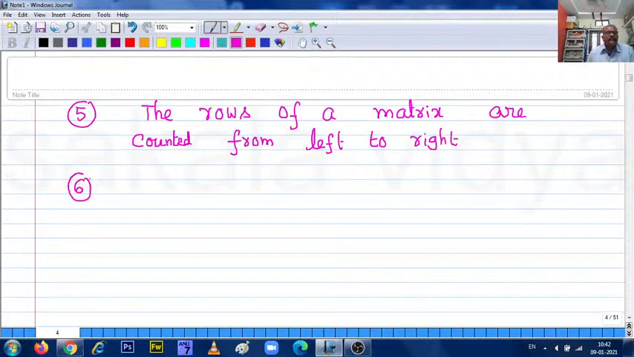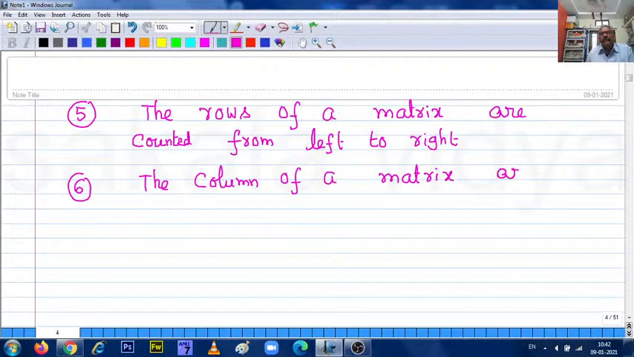Sixth observation. The columns of a matrix are counted from top to bottom. Top to bottom.